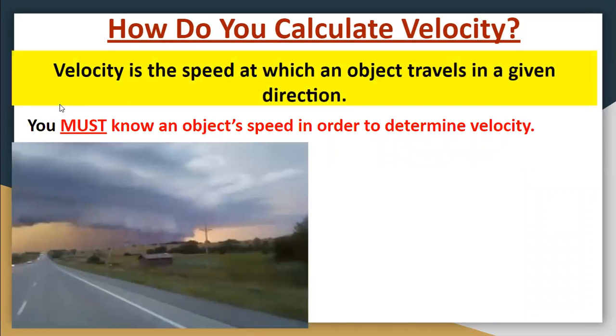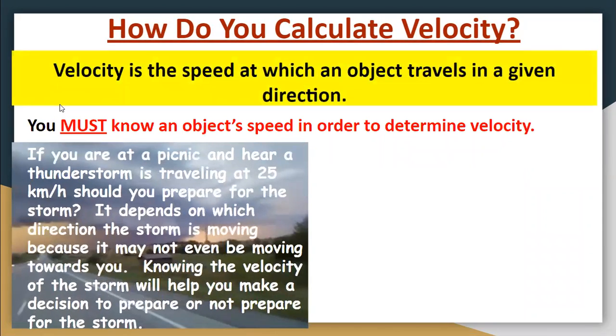So here's a thunderstorm. Let's say you're at a picnic and you're told that the thunderstorm is traveling at 25 kilometers per hour. Should you prepare for the storm? Well, if you don't know the velocity or the direction of the storm, you don't even know if the storm is going to move in your direction towards you. So you have to know the velocity. That will help you make a decision whether or not to prepare for a storm at your picnic.